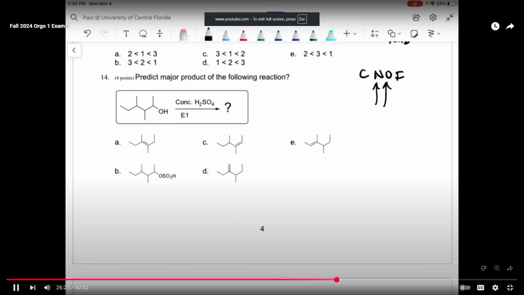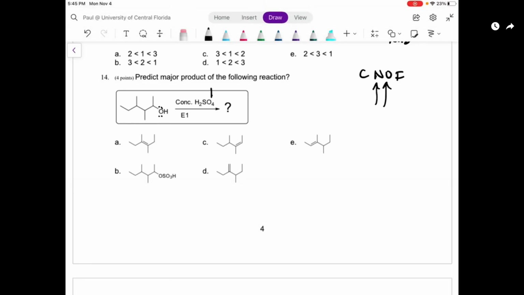the alcohol and grab a proton from the acid. So we can just draw it like this, a hydronium. That's going to come in and grab a proton and generate water there.